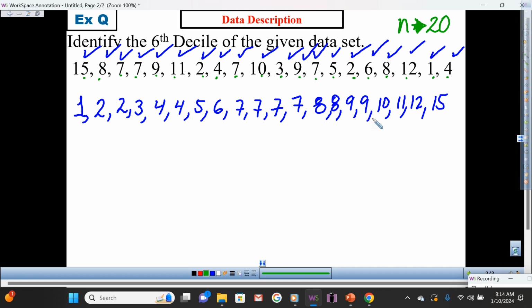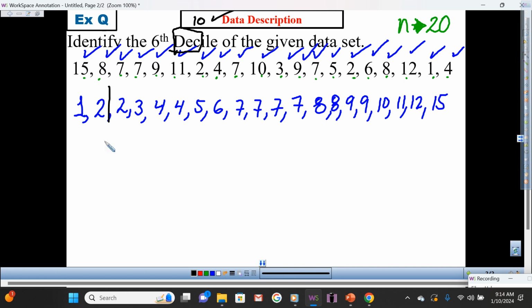All right, next. Check this out. To look at it visually, what does decile stand for? DEC stands for 10. So what does that mean, Mr. Q? That means we need to divide the data into what? 10 sections.